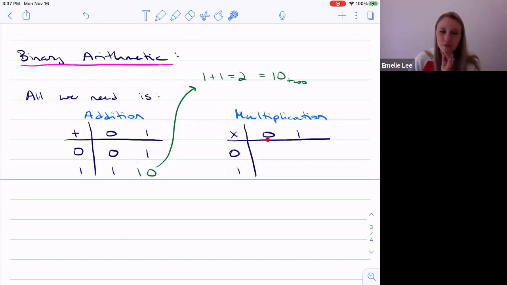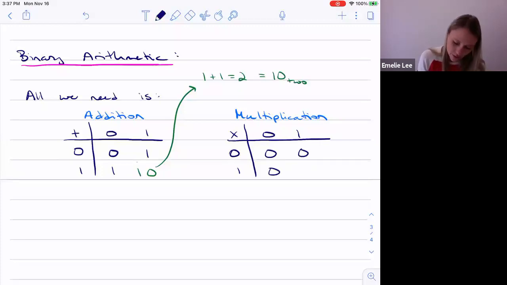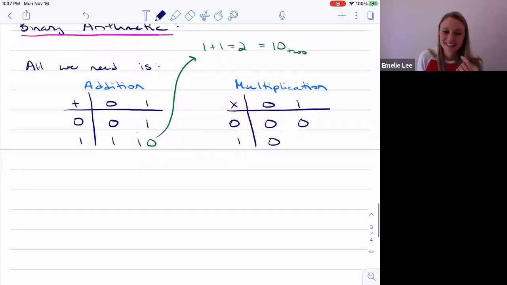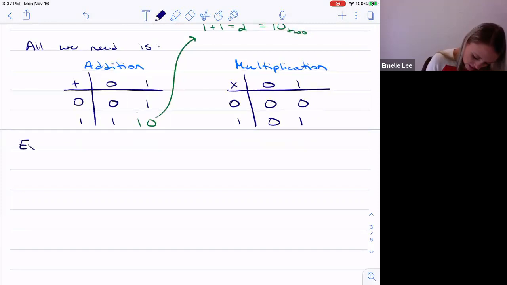So if you do the same thing for multiplication, now we multiply the same way that we normally would. So 0 times 0 is of course 0. 0 times 1 is also 0. 1 times 0 is 0. The only time it's 1 is when both are 1. 1 times 1 is 1. So multiplication, I would argue, is a little bit easier. You don't have to keep in mind the 1, 0 base 2. All right, so this is all we need.